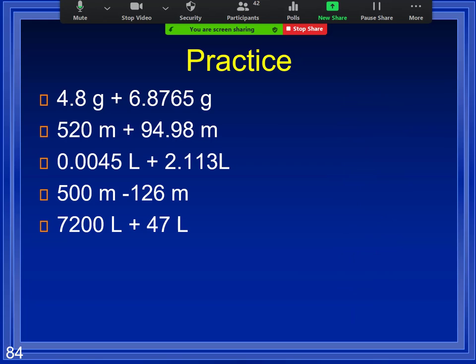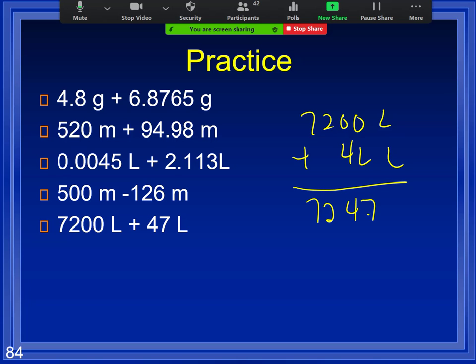And the last one here, 7,200 plus 47 liters. Calculator is going to give me 7247 liters.